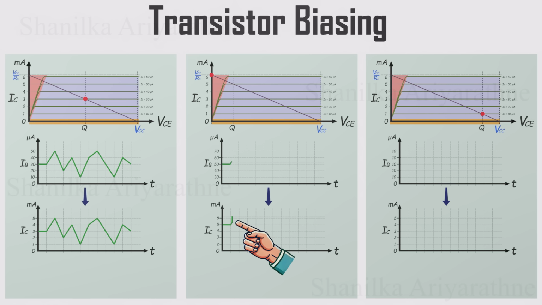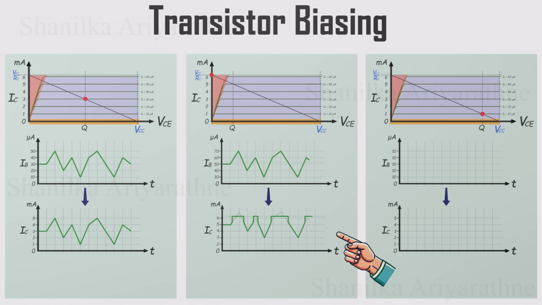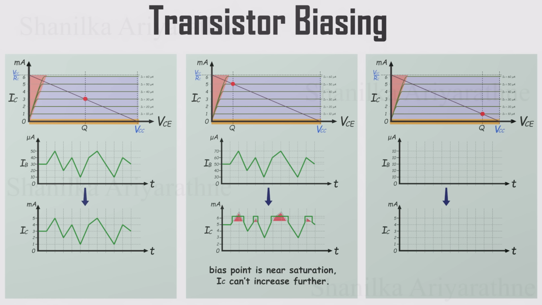Once it's saturated, IC stops responding to changes in IB. So even if we continue varying IB like before, the transistor no longer amplifies the full signal. Only a portion of the waveform gets amplified. The rest is flattened or clipped. In other words, the output becomes distorted, and the signal is only partially amplified. With no headroom left for IC to increase, this bias point is not suitable for clean, linear amplification.